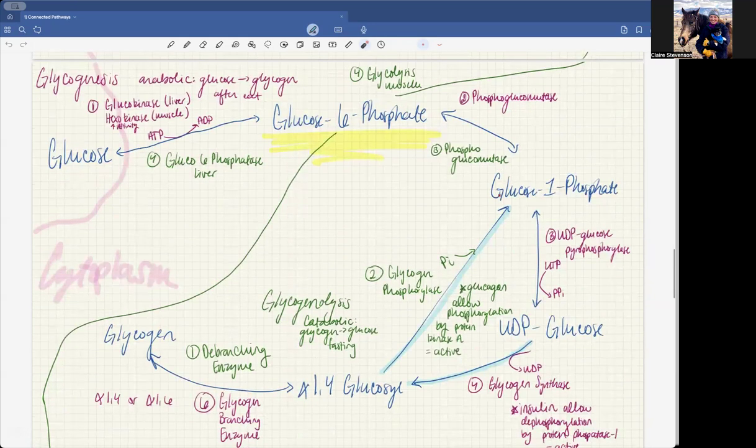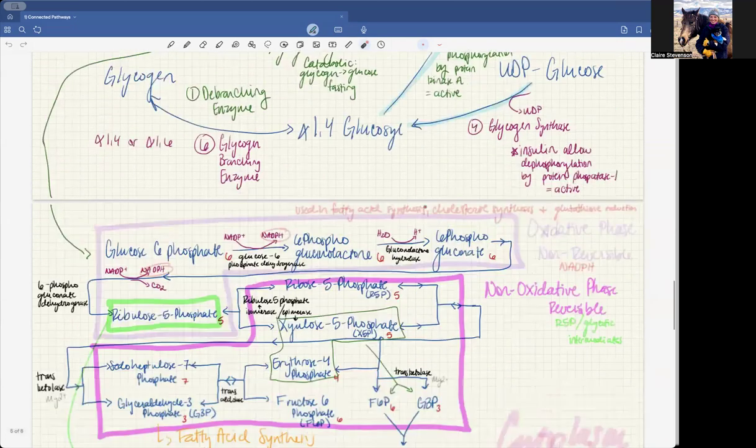Down here in glycogen, glycogenesis and glycogenolysis, we just have the buildup of glycogen from glucose, an anabolic process, or the catabolic process of breaking down glycogen into glucose, depending on the needs of the organism at that time, if we need to store the glucose or if it needs to be used. But nothing really new is being added here.